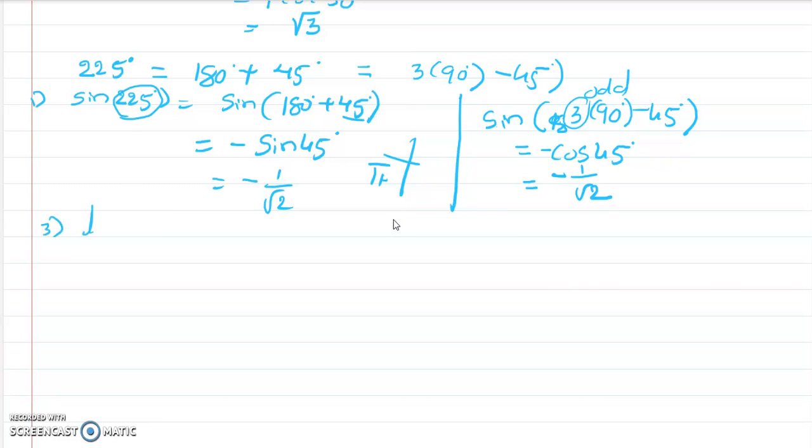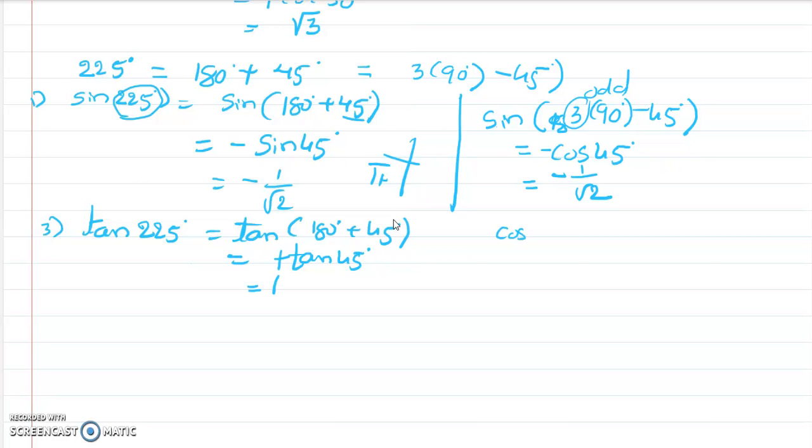Similarly, I will find tan 225 degrees. Tan operating on 180 degree plus 45 degree. You know 180 is an even multiple of 90 degree. So tan 45 degree, and tan is positive in the third quadrant. Tan 45 degree is 1.